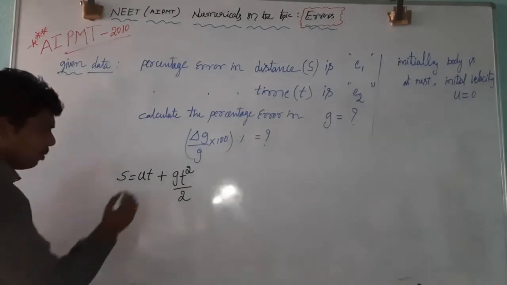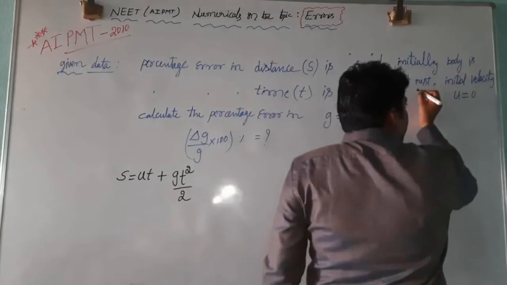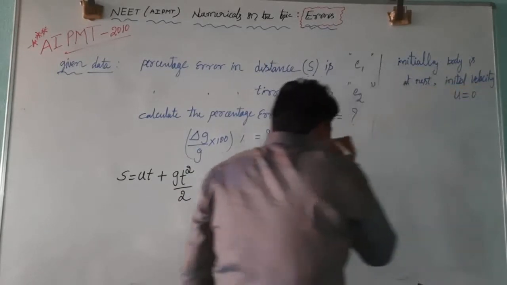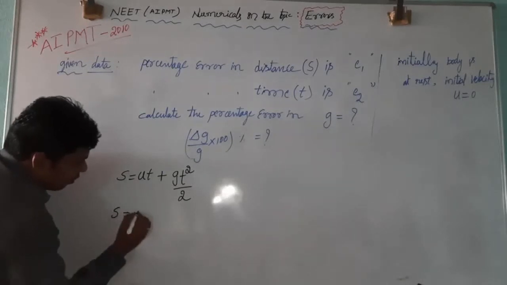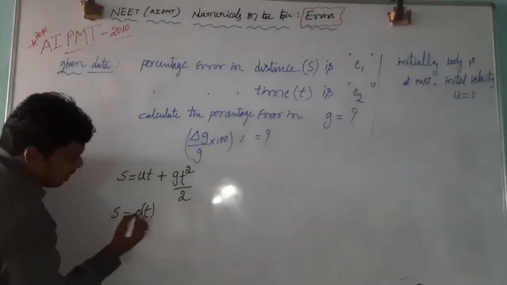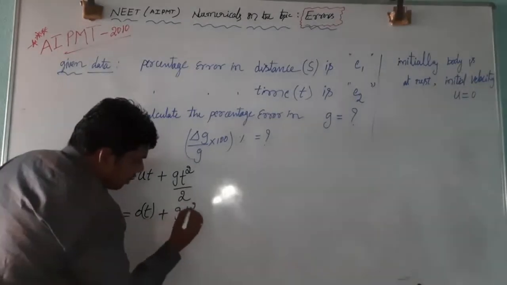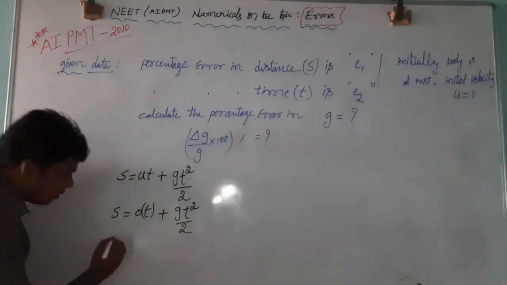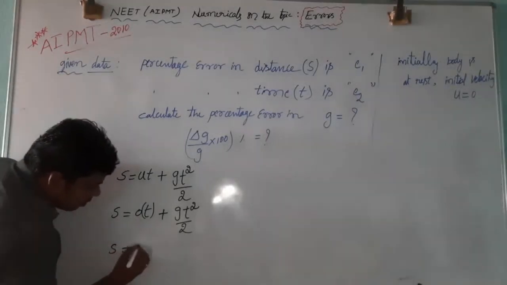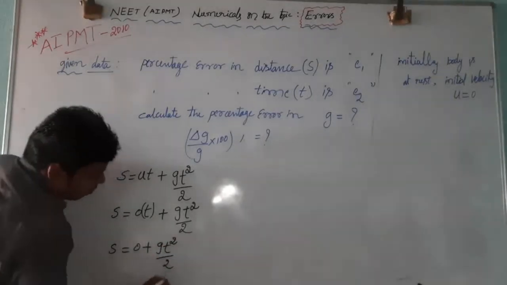In the question they have mentioned u is equal to what? Initially the body is at rest, so the initial velocity is equal to 0. If you substitute this, s is equal to u t plus g t square divided by 2. U is equal to 0, so 0 into t is 0. Now 0 plus g t square divided by 2.